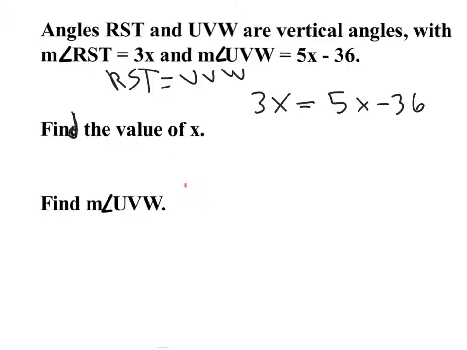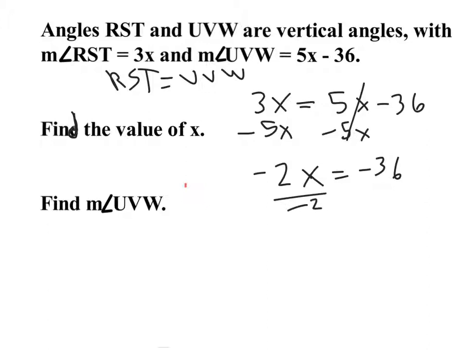Now I want to get x on the same side. So I'm going to move the easier one, which is just subtract 5x from both sides, because I've got x already by itself on one side. So I'm going to move this one over here. What is 3x minus 5x? Negative 2x equals negative 36. I divide both sides by negative 2. X must be 18. 36 divided by 2 is 18. So I know the value of x.